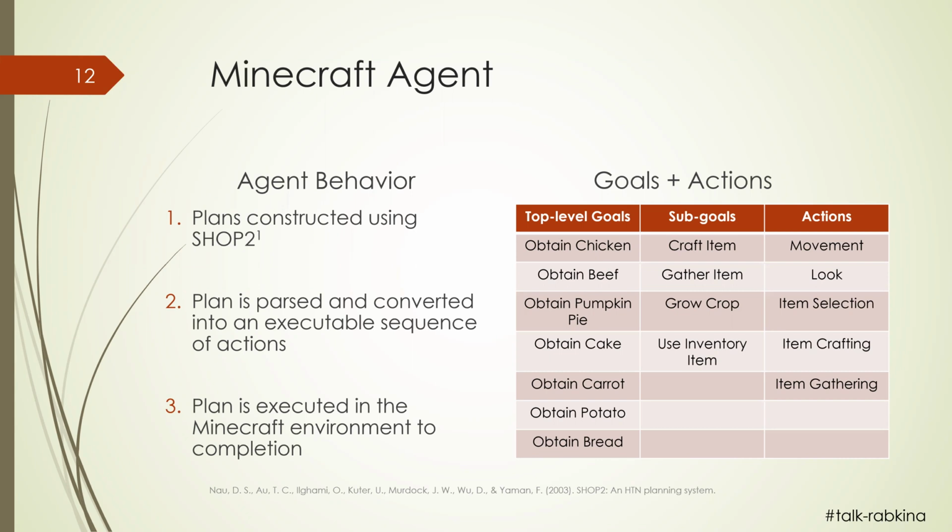So here you see a list of the top level goals that are available to the agent. I think this is actually a partial list. But you can also see the sub goals that make this very hierarchical, right? Sometimes you have to make an intermediate product. Almost all of the time you have to gather some additional ingredients. You have to grow some crops, use some items that might be in your inventory. And then you have the actions that actually complete the task. So movement, looking, selecting items, the actual act of crafting. All of these are the low-level actions that we're actually looking at.